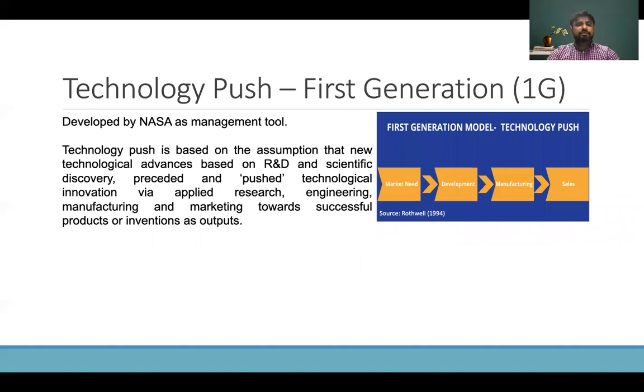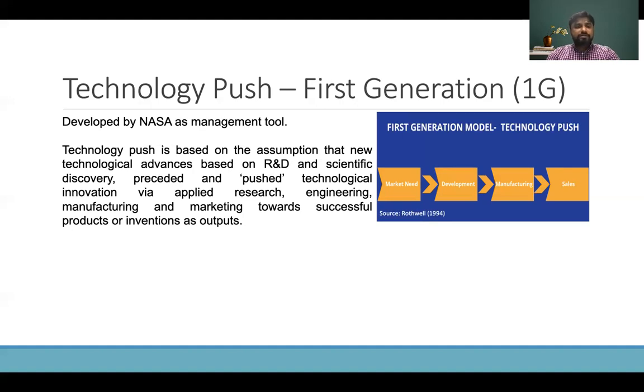They call it the push model, the technology push model that was developed by NASA in the 60s as a management tool, and they refer to it as the phase review process. So the idea was to break down the complex process of the space projects, and it focused on pushing the technological innovation through intensive research and development. Basically, the model assumes that technological advances from scientific discovery and R&D become more technological innovation through engineering, marketing, applied research, and manufacturing towards a successful innovation or product as output.